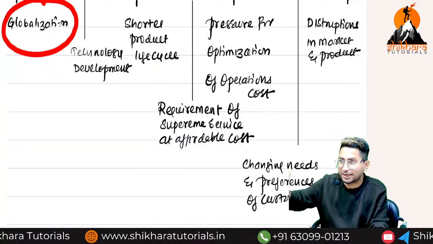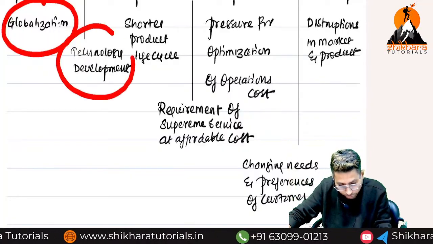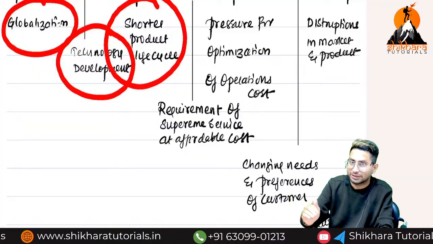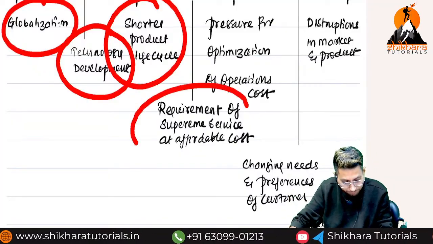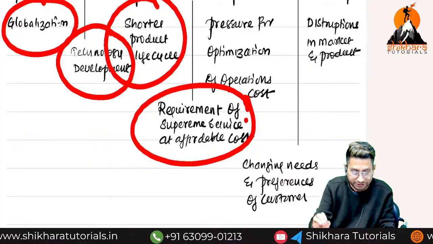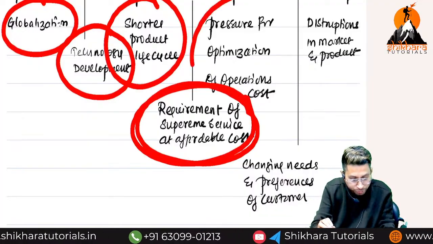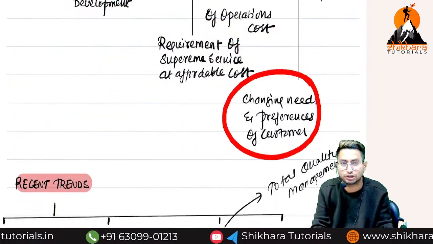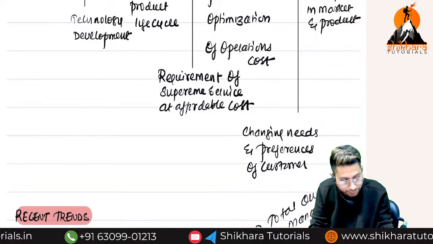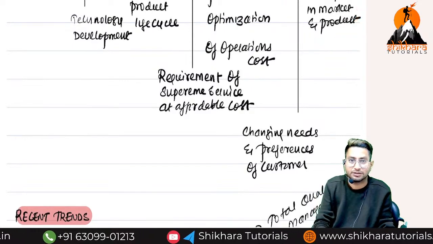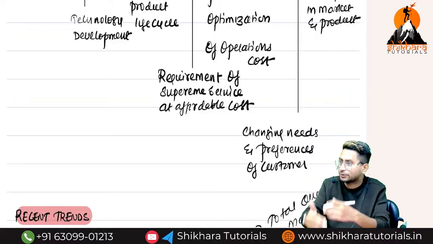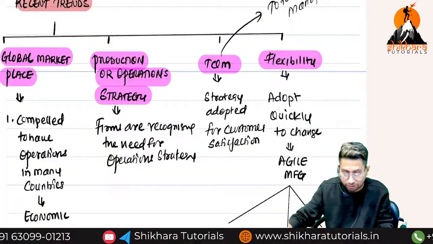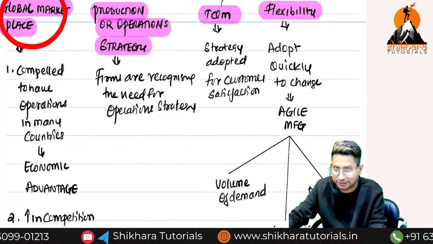Next, globalization, that is trying to enter into foreign markets using the latest technology. Make sure that your product life cycle is small so that repeat purchases will come. Plus, make sure that you provide goods and services at an affordable cost by reducing your operational cost. Plus, make sure that you change according to customers' taste and preferences. On top of that, if any new company disrupts the market, follow that fellow and make your changes accordingly. Without this, your business will never be successful. They also talk about the global marketplace. This I already told you.